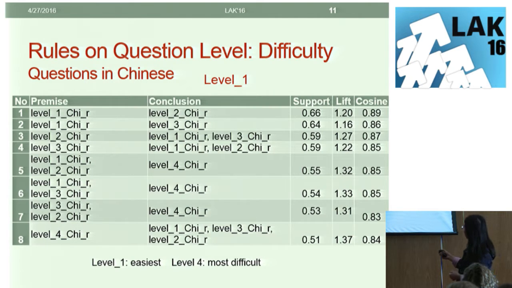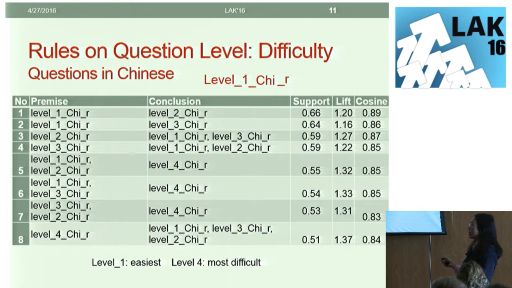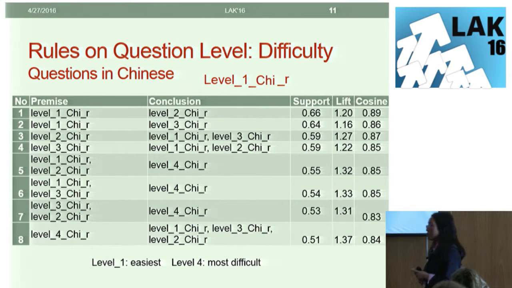Then these are the rules for the question level. On this screen, we look at the question difficulties. Remember, we have easy questions to most difficult questions. And on this screen, we look at the questions in Chinese. So these annotations read like this. It's answering level 1 Chinese questions correctly. The R means correct. So, for example, the first rule reads: if a student answers level 1 Chinese questions correctly, these students were likely to answer the level 2 Chinese questions correctly.